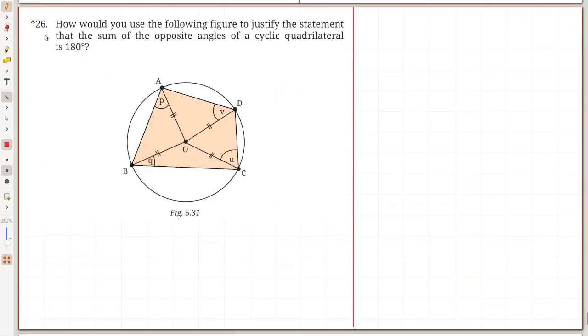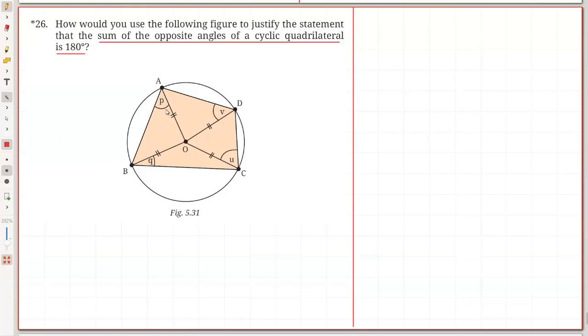Now, the 26th question. How would you use the following figure to justify the statement that the sum of the opposite angles of a cyclic quadrilateral is 180? So we know that the sum of the opposite angles of a cyclic quadrilateral is 180. We have to give the proof according to this given diagram. The same concept here: inside the square, we have a quadrilateral. This is a cyclic quadrilateral. We can say ABCD is a cyclic quadrilateral. So we have to prove the sum of two opposite angles is equal to 180. They have given all the markings, right?